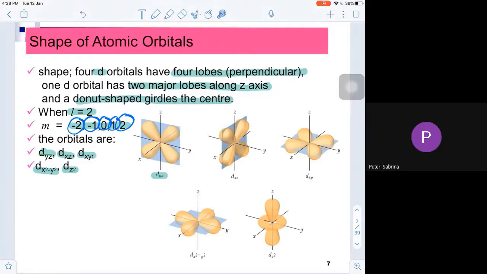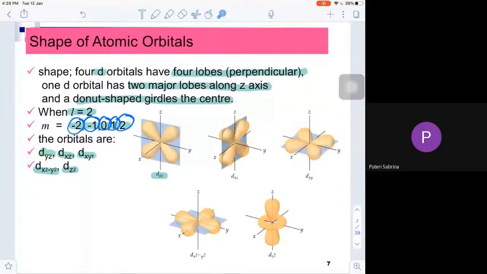So look at the axis. This is the y-axis. This is the z-axis. When the lobes are between, all these 4 lobes are between these 2 axes. It is not on the axes. They are all between the axes of z and y, so the orbital is the yz.